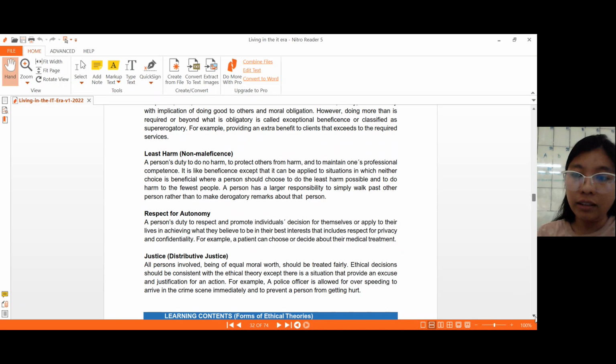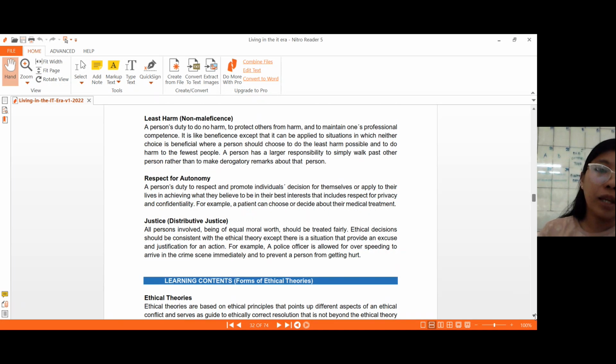Okay? And then third, ethical principle natin, respect for autonomy. A person's duty to respect and promote individuals' decision for themselves or apply to their lives in achieving what they believe to be in their best interests. That includes respect for privacy and confidentiality. For example, a patient can choose or decide about their medical treatment. Kumbaga, dito, respect for autonomy, hinahayaan mo ang isang tao na magdesisyon para sa kanyang sarili.